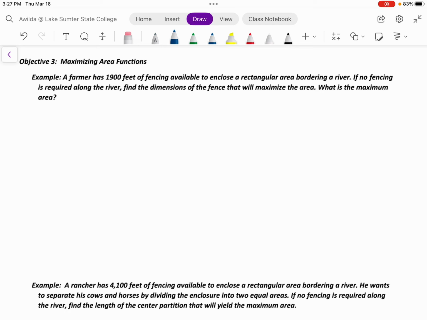First, we're told that this is a rectangular area and that it borders a river. So I'm going to draw 3 sides of a rectangle. That's where the fence would need to go. And then I'm going to draw the 4th side as being surrounded by water for the river. No fence will be required there. Now we're told that we have 1,900 feet of fencing to be able to enclose the other 3 sides of the rectangle. Now let's assign it some dimensions.